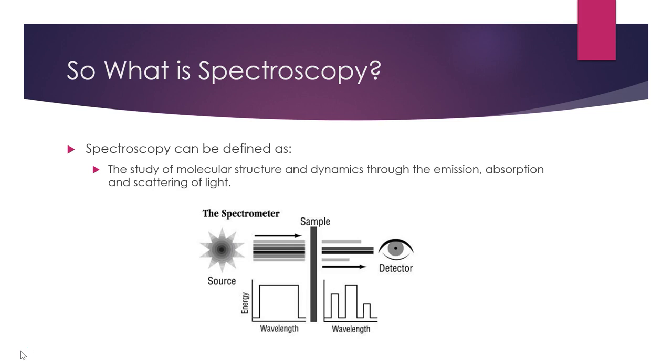Spectroscopy is a technique that we will learn more about also in Year 12. It's defined as the study of molecular structure and dynamics through the emission, absorption, or scattering of light. Basically, it's the way that we can interpret information about a substance by using light, either shining light through it or some part of the electromagnetic spectrum.